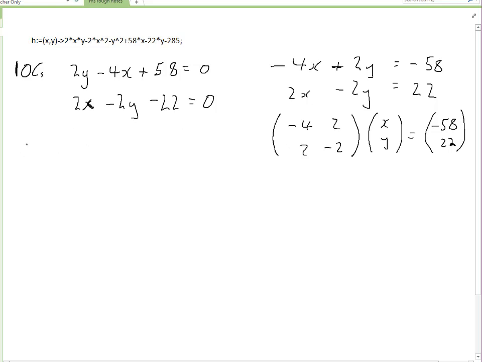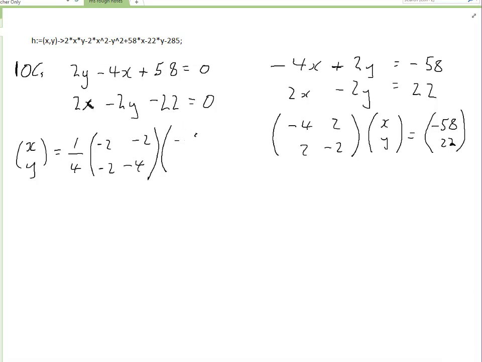So the answer for x, y will be equal to the inverse of this. So that's negative 4, 8. So the determinant is 4. So 8 minus 4 is 4. And then multiply that by the rearranged cofactors. So minus 2, minus 4 here. And these change to negative. So switch these, changed from positive to negative. Multiply by the negative 58, and the 22.